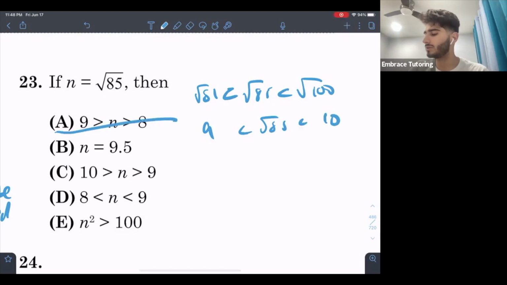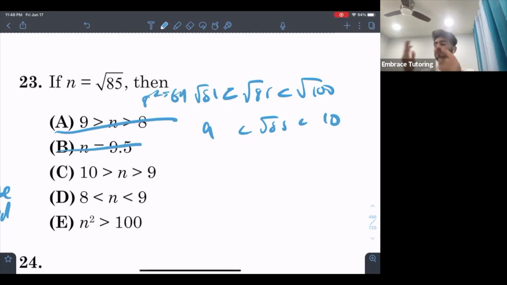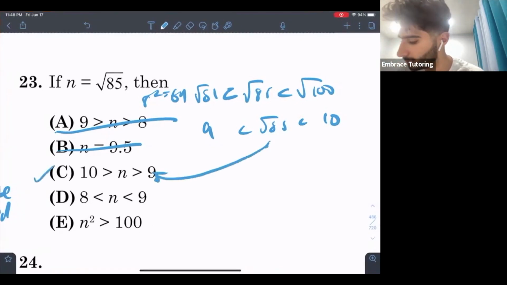So it can't be this one because 8 squared is 64. This makes no sense. You don't know for a fact that 9.5 squared is 85, because that's not how that usually works with math. 9.5 squared could give you something else. It doesn't have to be in the middle for that to happen. This is similar to what we wrote. This could be a possible answer.